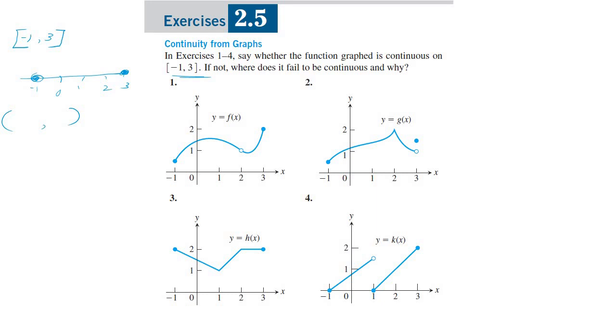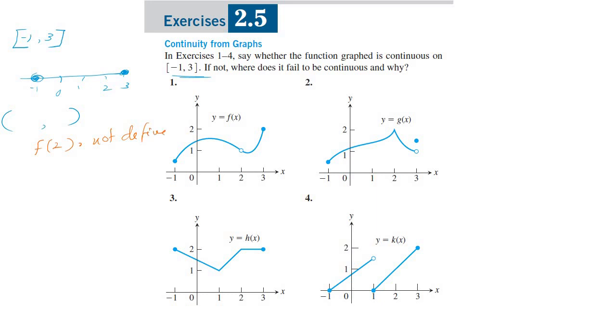So let's take a different color for this. We see that at 1 it's defined, at 3 it's defined, and between 1 and 3 we see f(2). f(2) is not defined. So the function at 2 is not defined.